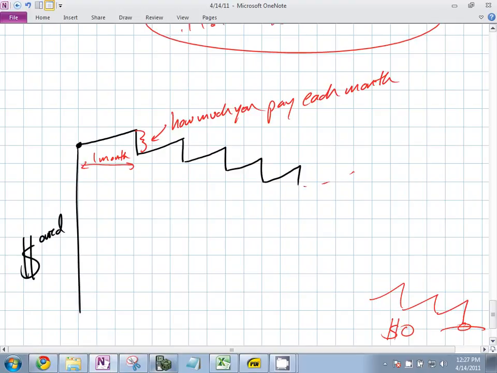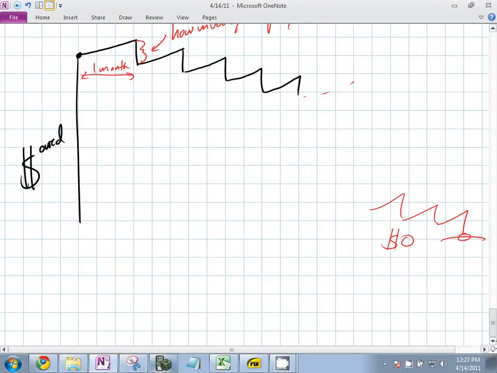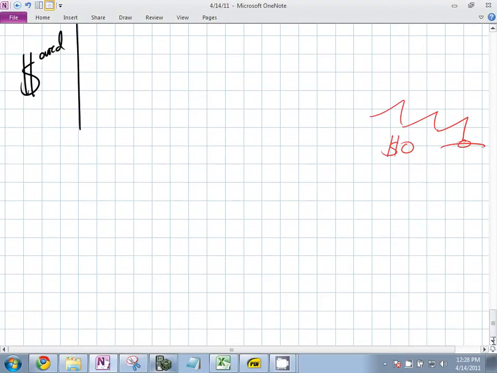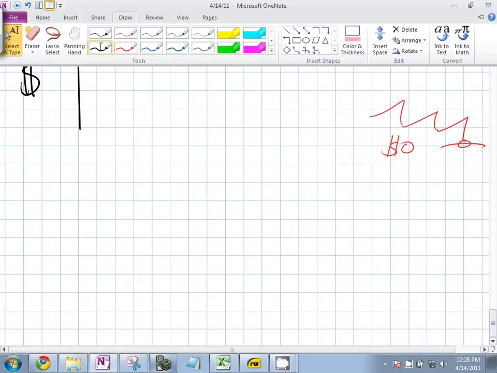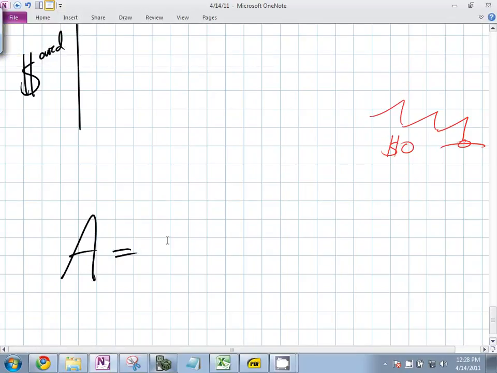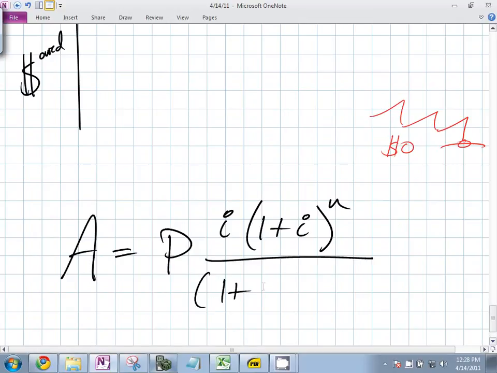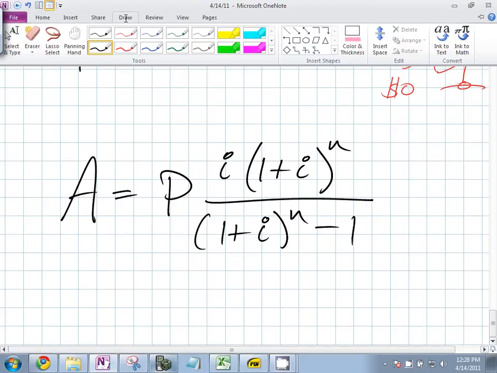What's the average length of a car loan? Like 3 to 5 years is pretty average for a car loan. So you need to calculate this little step here. I cannot prove this formula in this class, but I'm going to give you the formula which we're going to use. A equals P times I times (1 plus I) to the n, over (1 plus I) to the n minus 1. I'll explain what all of these mean, and you already know some of them.